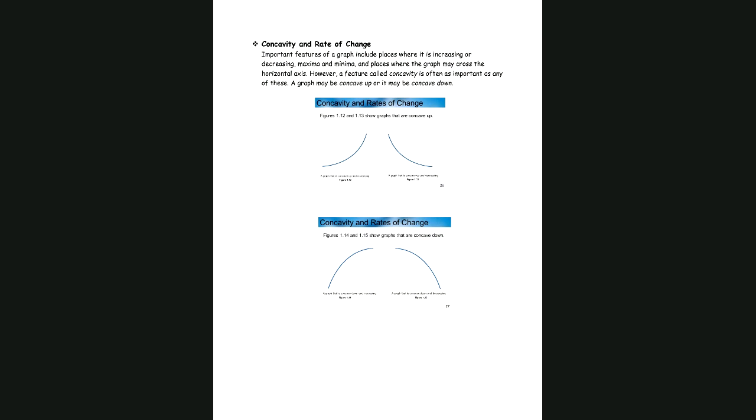The first set of graphs, from left to right, this one is increasing. It's increasing at an increasing rate. The second one is decreasing from left to right. It's going downward, so it's decreasing. But both of these are concave up. They open up. It does not matter if it's increasing or decreasing, it's the bend.